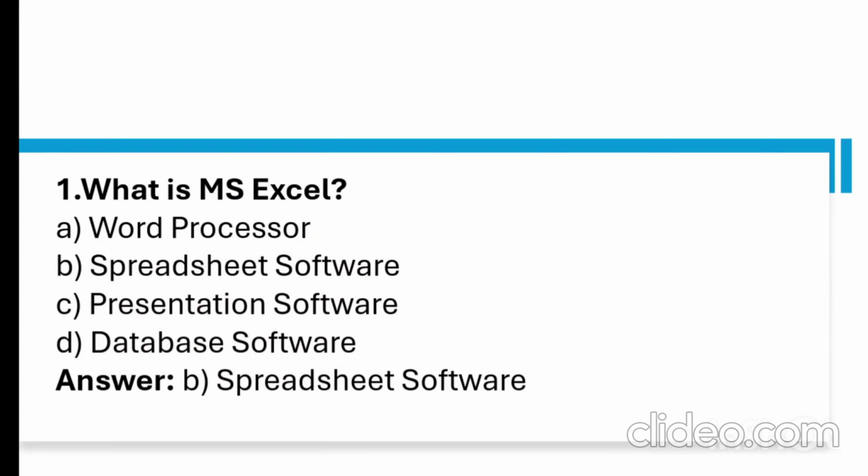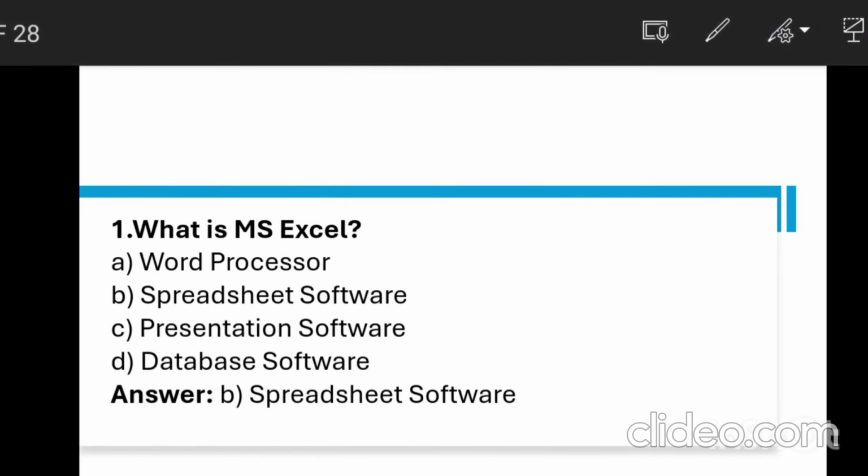What is MS Excel? Options are A. Word processor, B. Spreadsheet software, C. Presentation software, or D. Database software. So the correct answer is option B. Spreadsheet software.